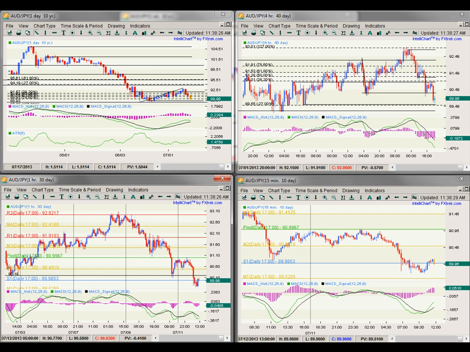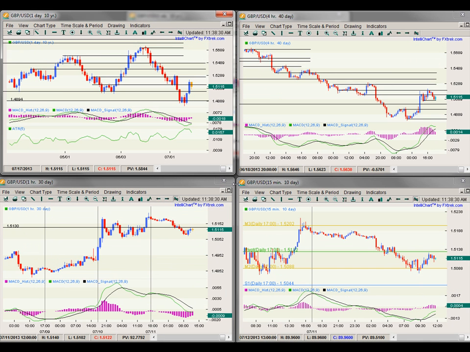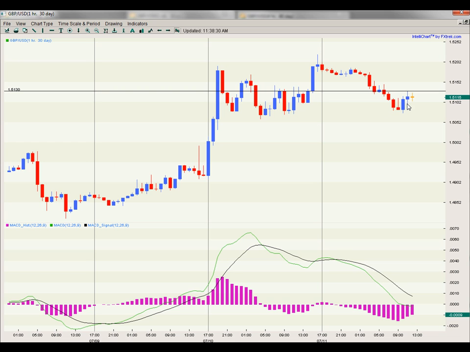And also on the cable, the British pound US dollar, again, we're at break even on that. I took some profit on this. It's coming down. Nice entry in that, wasn't it? I got in at 151.30, and that was the high. So, like I say, these RFP patterns are so accurate.